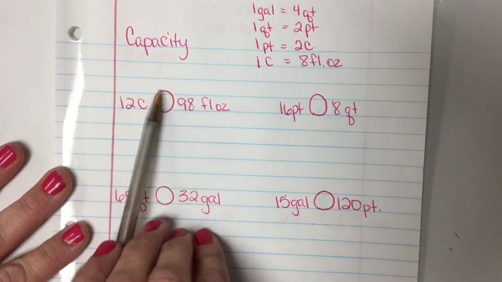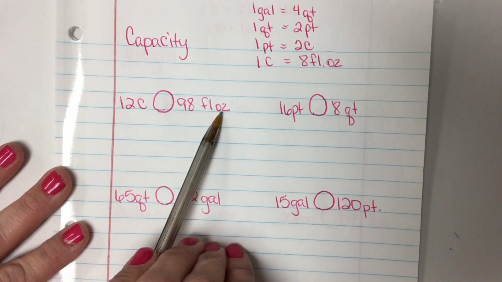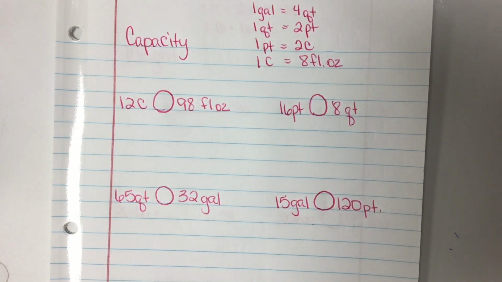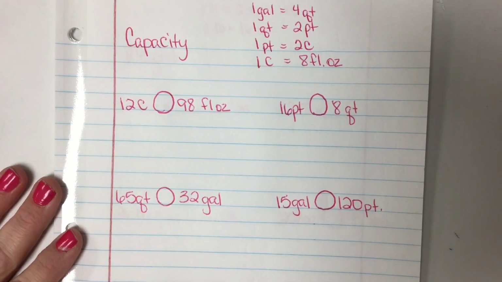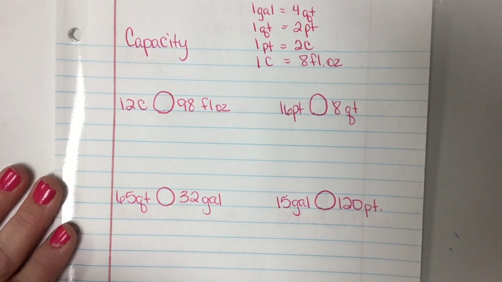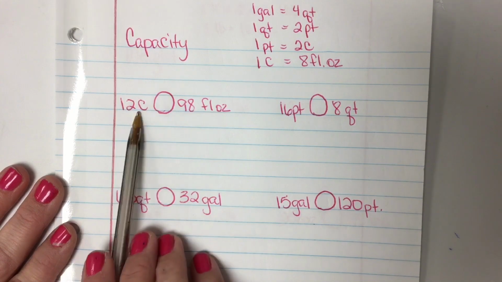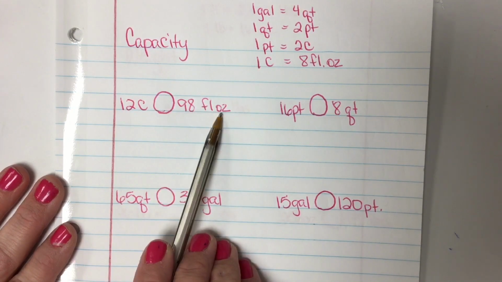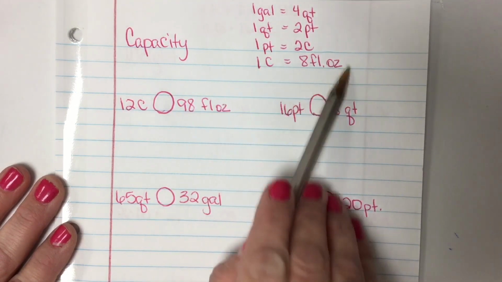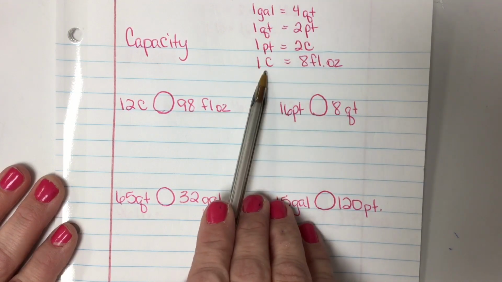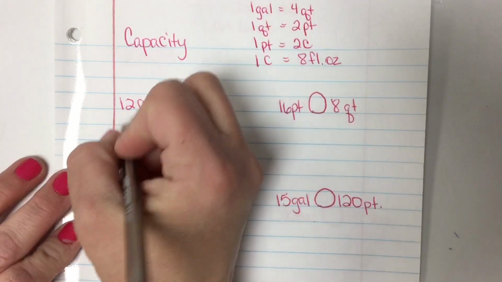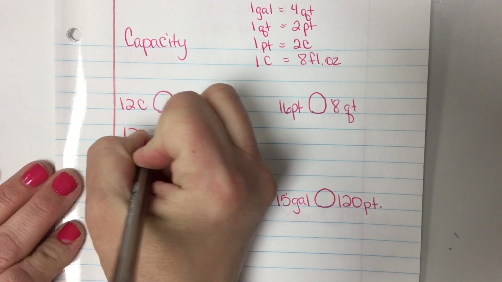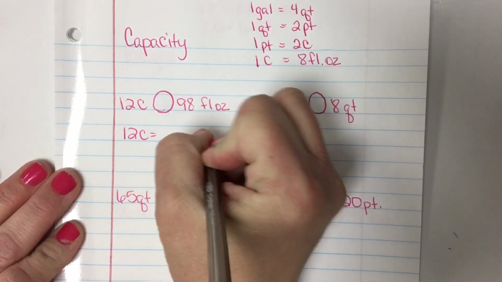12 cups, greater than, less than, or equal to 98 fluid ounces. All right, so to convert, it's easier to multiply. So we're going to go big to small. So which is bigger, cups or ounces? If you looked at your chart, cups is bigger, right? So we're going to convert the one that says 12 cups, and we're going to see how many ounces that is.